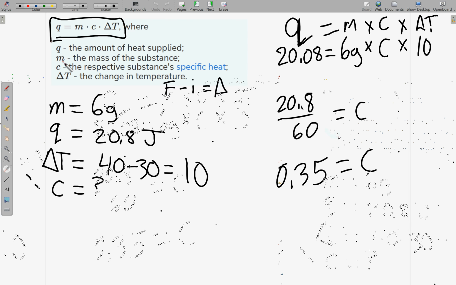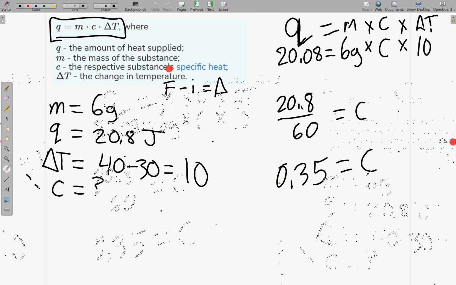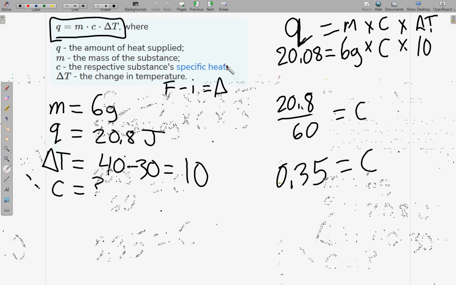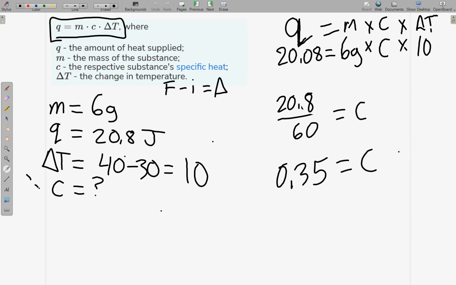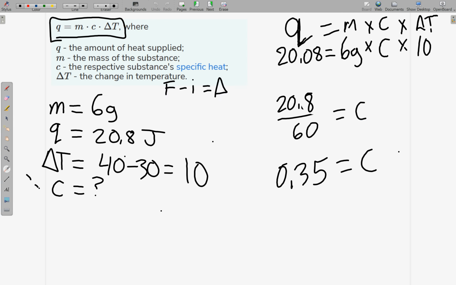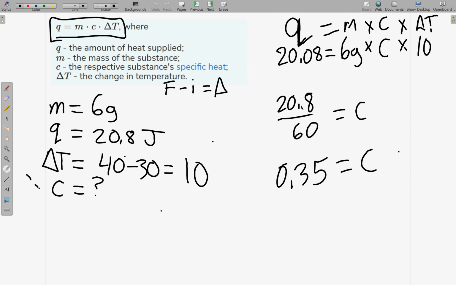M is the mass. And C, this one might be a little new to you. C is the respective substance's specific heat. Mr. Furlow, what's specific heat? Oh, I'm glad you asked. Specific heat is the amount of energy that something needs to change temperature. So, for example, if I have something and its specific heat is 1, then it takes 1 joule of energy to raise 1 gram of the substance 1 degree Celsius, okay, or 1 degree Kelvin.